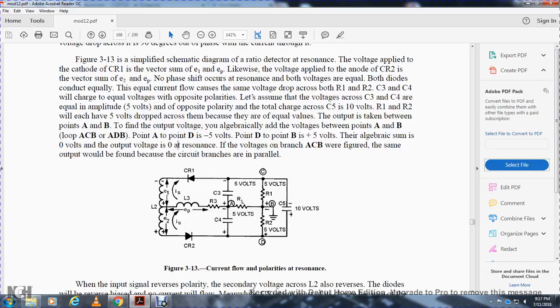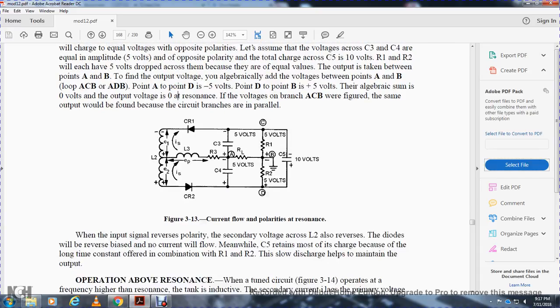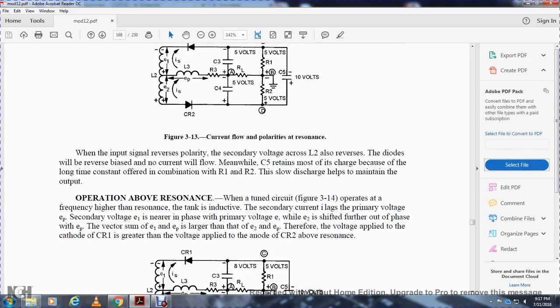Our current flow is parallel due to resonancy. When the input signal reverses polarity, the signal voltage of the secondary, inductor 2, is also reversed. The diodes will be reverse biased, so no current will flow. Meanwhile, capacitor 5 remains mostly charged because of the long time constant offered by the combination of resistors 1 and 2. The slow discharge helps maintain the output.